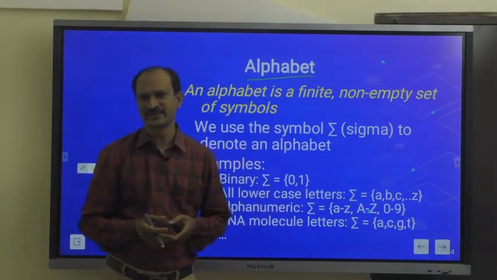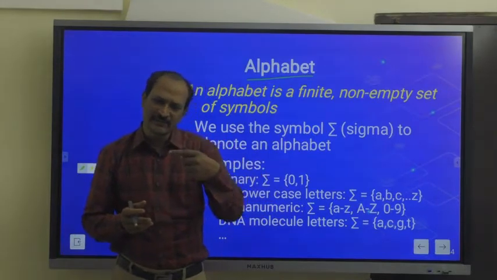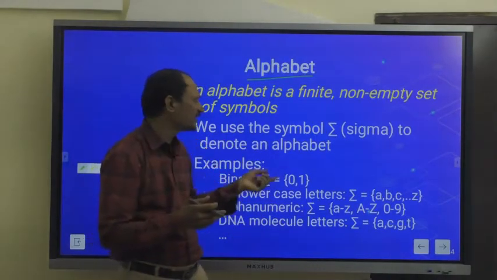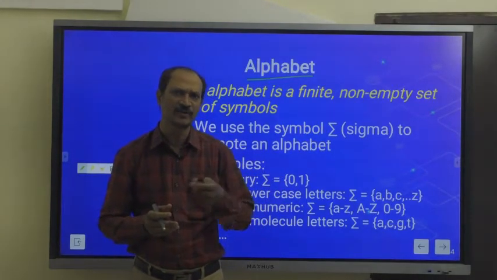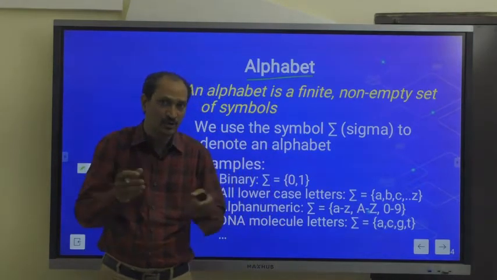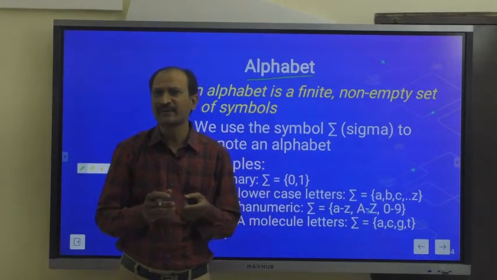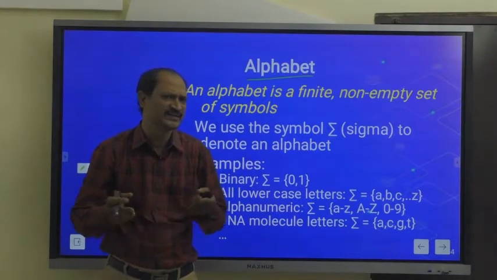Alphabet in formal language and automata theory can be defined as a finite, non-empty set of symbols. Finite as well as non-empty set of symbols, we can treat it as an alphabet. So an alphabet consists of a set of symbols which are finite in number. I can't have a set which is not having any element. If I don't have any element in a set, we say that it is an empty set.